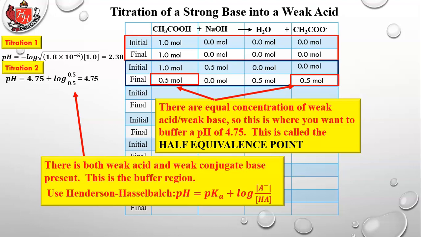And that's what we have right there. It's called half equivalence because you're halfway from having all of your acetic acid, 1 mole, to having none of it. That's 0 moles. So you're halfway there. That's called the half equivalence point.